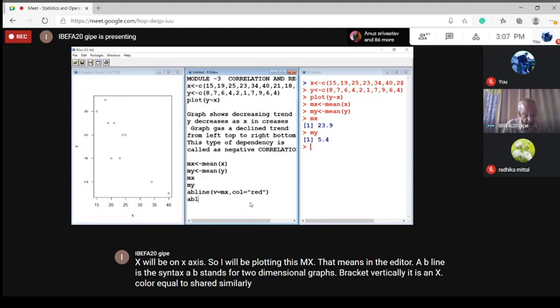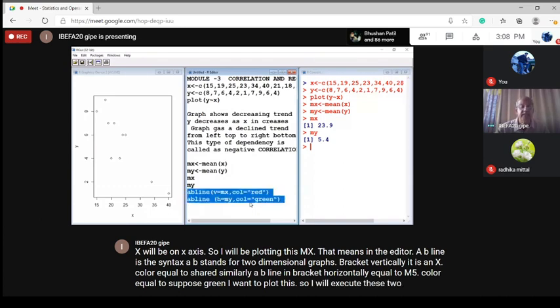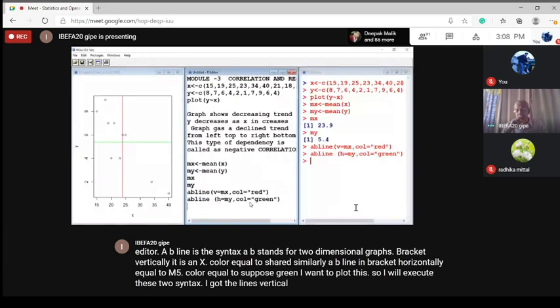Similarly, abline in brackets, h equal to my, col equal to, suppose, green. I want to plot this. So I will execute these two syntaxes. I got the lines, vertical and horizontal.